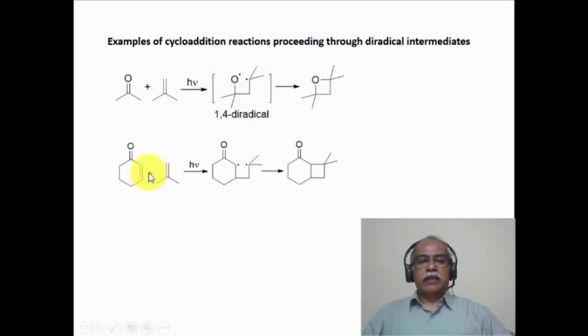Similarly, the cycloaddition reaction of an enone to an olefin to give the cyclobutane is known. This reaction is also known to proceed via the formation of the 1,4 diradical species that is shown here as an intermediate. So these are reactions which proceed through some kind of an intermediate. That disqualifies them from the pericyclic pathway. They are not pericyclic cycloaddition reactions.